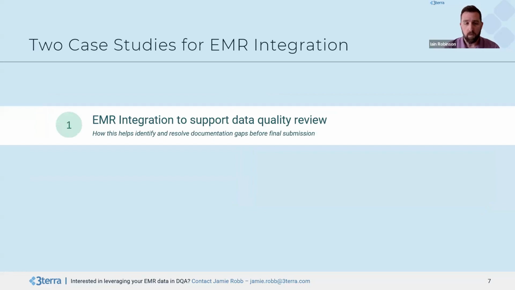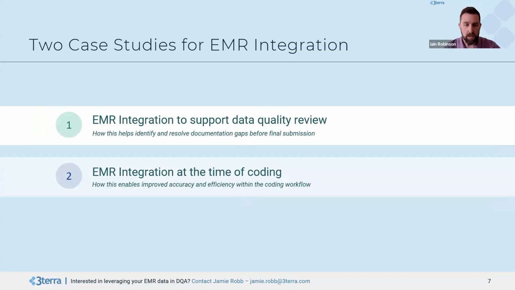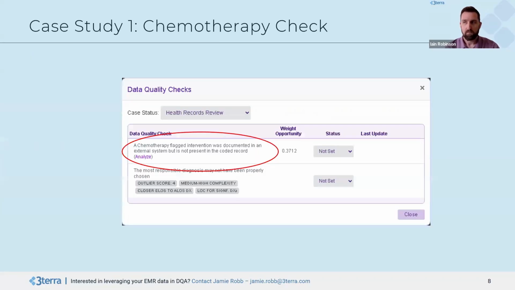So I want to go through a couple of different case studies for how EMR data can change the way that DQA gets used in the hospital. The first one is EMR integration to support data quality review, how you can use this to expedite review and make things better. The second is how EMR integration and DQA can actually help at the time of coding. And so we'll dive into this and go into case study number one.